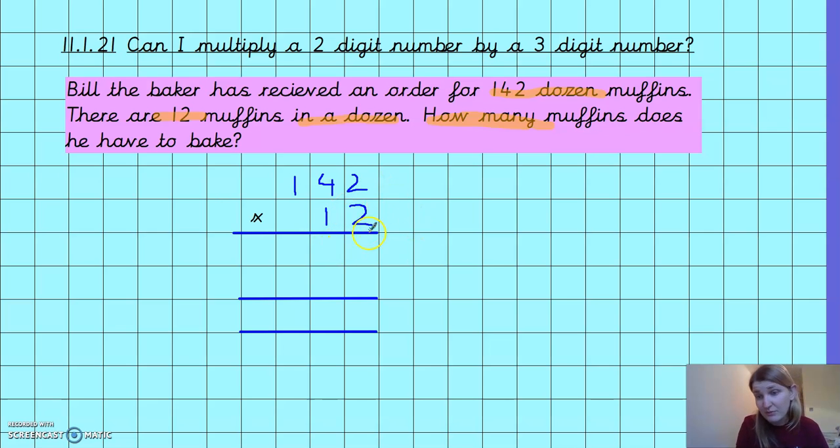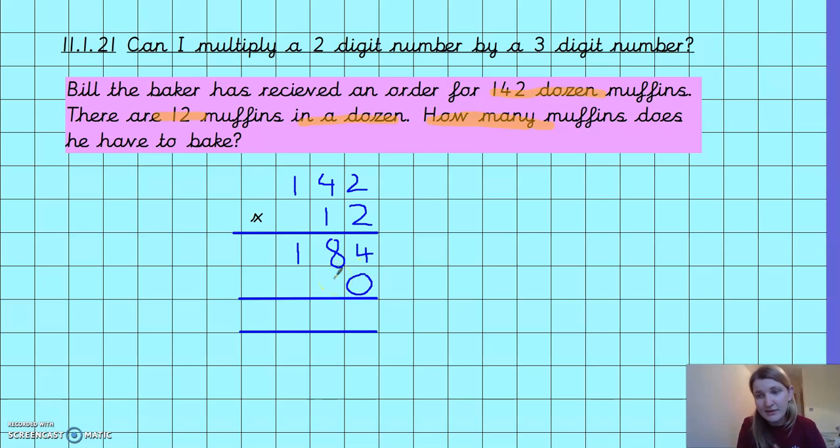Yeah. So we've got 2, I'm going to start with the ones. 2 times 142. So 2 times 2 is 4. 2 times 4 is 8. 2 times 1 is 1. Next one, I'm doing 10 because it's in my tens column, the 1. 10 times 142. So I'm going to put the 0 there.